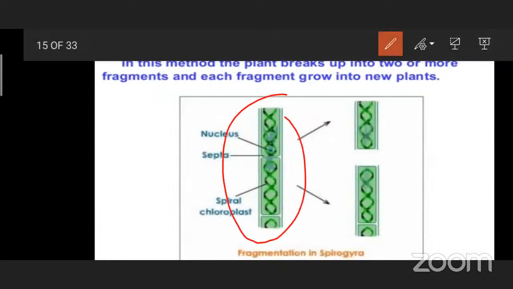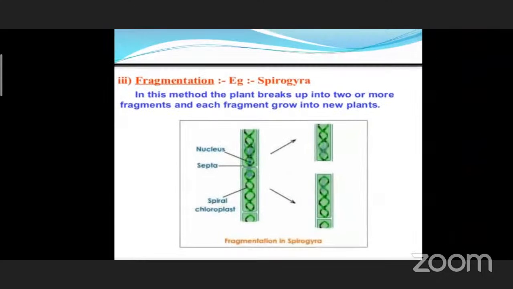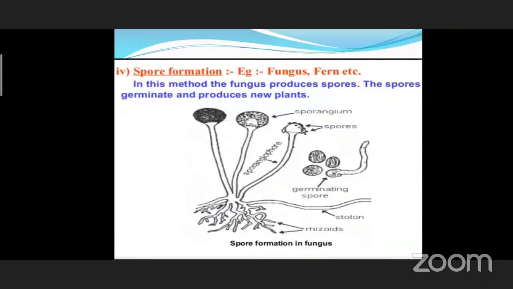This is Spirogyra fragmentation. The Spirogyra plant breaks into two or more fragments. Each fragment grows into a new plant. This is an asexual method, fragmentation. Next one, asexual spore formation. Example, fungus, fern, Rhizopus. This is also a method by which fungi produce spores. These spores germinate and grow into new plants.